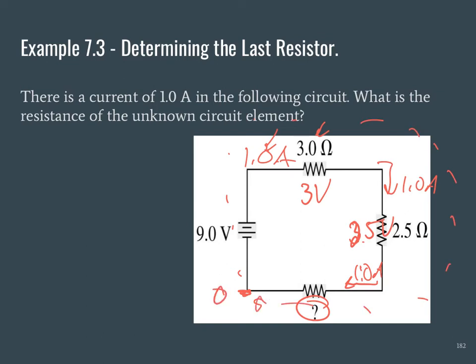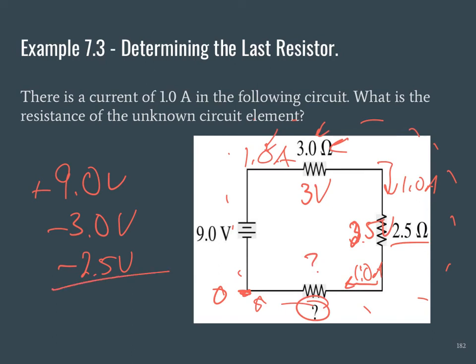So I start with 0. I gain 9 volts. I have positive 9 volts from the battery. I lose 3 volts from the 3 ohm resistor. I lose 2.5 volts from the 2.5 ohm resistor. So how much voltage drop has to be right there? Well, I take 9 minus 3, that's 6, minus 2.5, that's 3.5 volts remaining, and that has to be dropped across this last resistor.